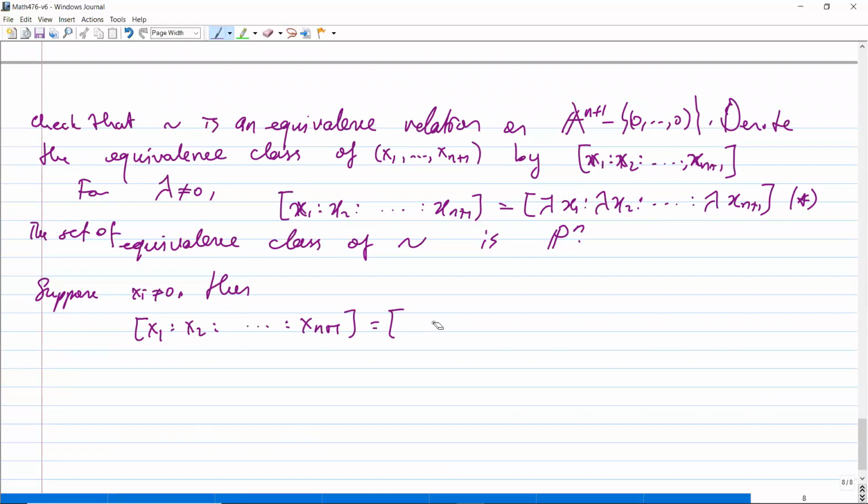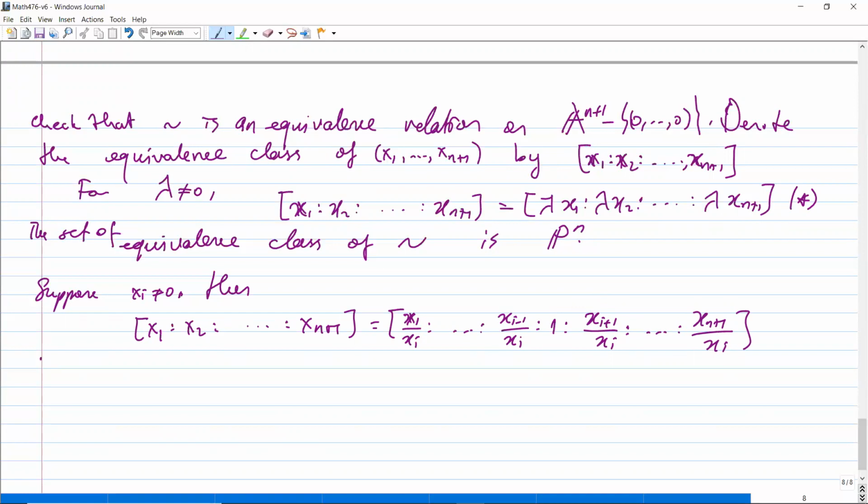So if we multiply each coordinate by 1 over xi, it is x1 over xi, up to xi minus 1 over xi, and the ith coordinate is 1, and then xi plus 1 over xi, up to xn plus 1 over xi.